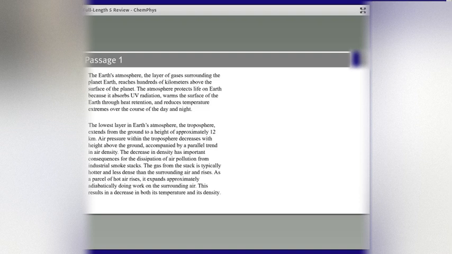Okay? Now, as we work through a passage like number 1, it says the Earth's atmosphere, the layer of gases surrounding the planet Earth, reaches hundreds of kilometers above the surface of the planet. Okay? It goes through this whole thing. The atmosphere protects life on Earth because it absorbs UV radiation. Then in that second paragraph, the lowest layer in the Earth's atmosphere, the troposphere, extends, etc., etc., etc.